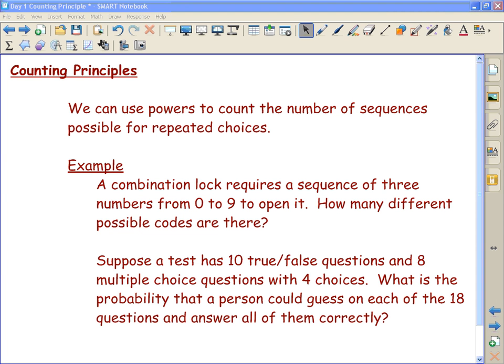Today's lesson is on counting principles, and then we're also going to talk a little bit about scientific notation. So we're going to start here.